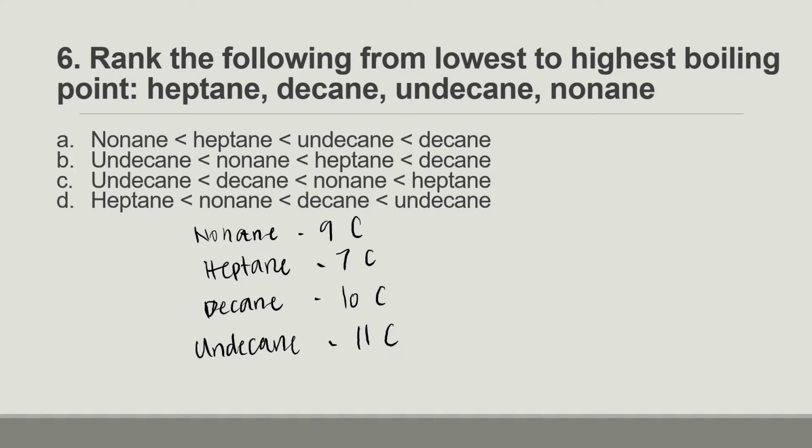So, sabi natin kanina na 2 principles in ranking the boiling point of hydrocarbons is as the chain length increases, so is the boiling point. So let's just rank these from shortest na chain length to the longest. So now we have in order heptane, nonane, decane, and undecane. So that is choice D. So the correct answer for number 6 is D.